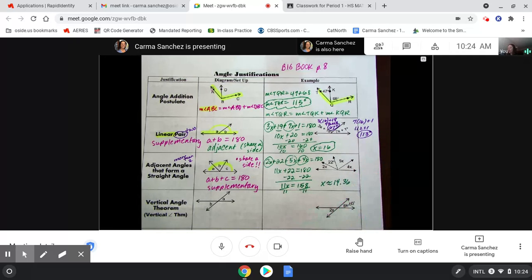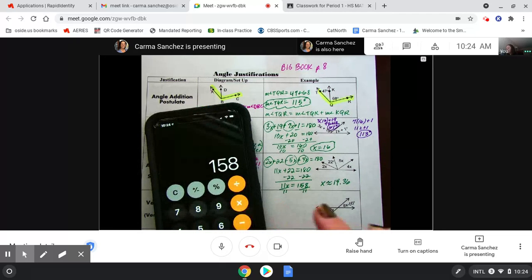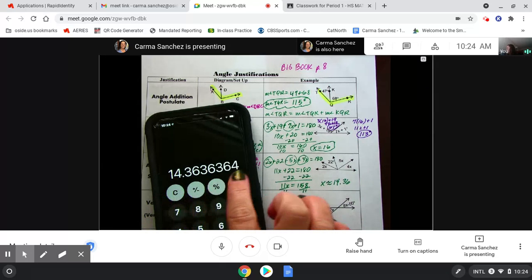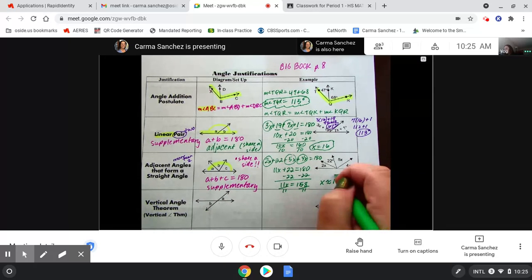I get 14.36 on the calculator. Wait, what do you mean, Ms. Sanchez? How'd you get that? So let me show you on the calculator real quick how it comes out. If I do 158 divided by 11, we get 14.36, blah, blah, blah. So you have to round it. We use this approximation symbol because we're stating that it is rounded. And it's okay to get decimal answers. Not all angles are exact.